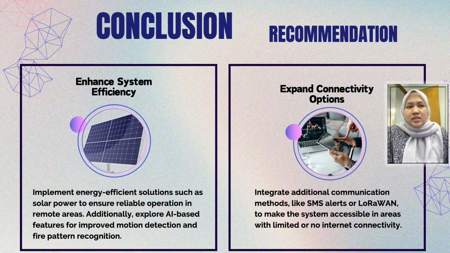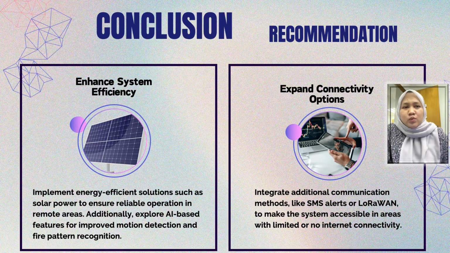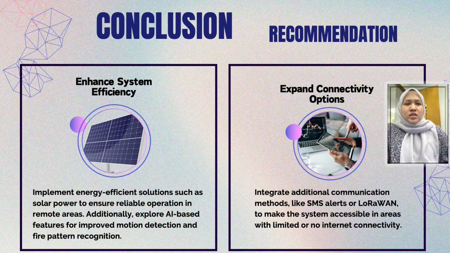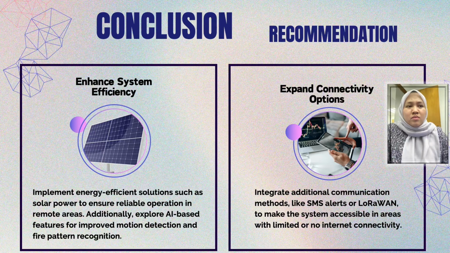Third, enhance detection accuracy. Use AI technology to improve motion detection by distinguishing between humans and animals, as well as recognizing species. And the last one is to explore ways to scale the system for large farms or multi-location monitoring.